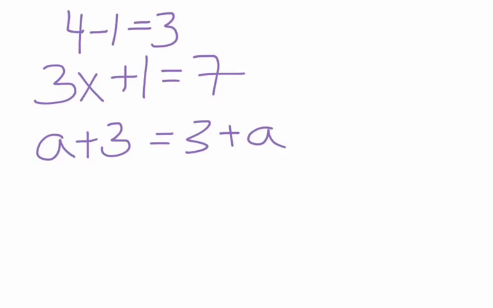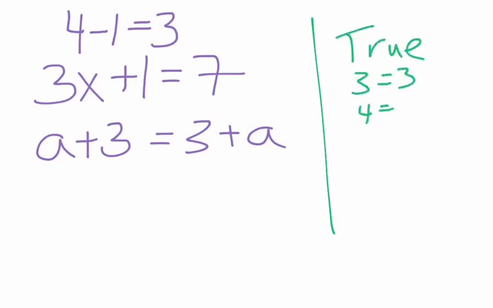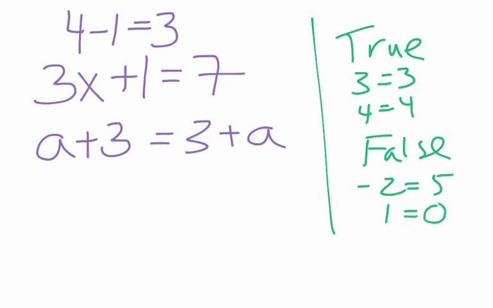When the variable in an equation is replaced by a number, the resulting statement could be either true or false. A true statement would be something like 3 equals 3 or 4 equals 4. A false statement would be something like -2 equals 5 or 1 equals 0. So you've got true statements and false statements.